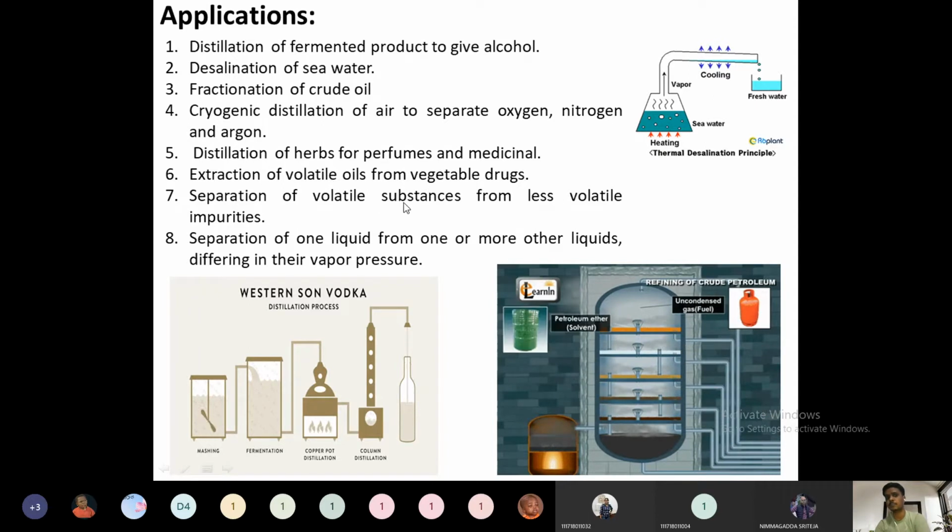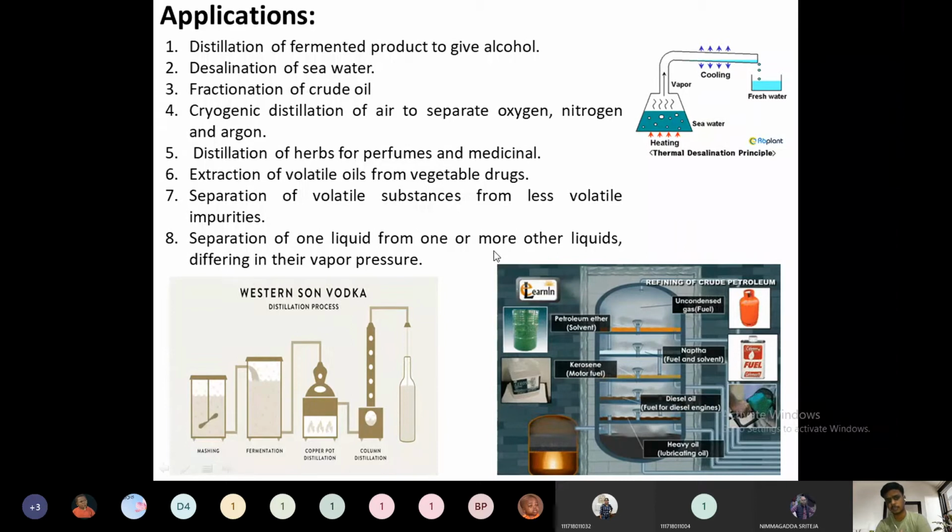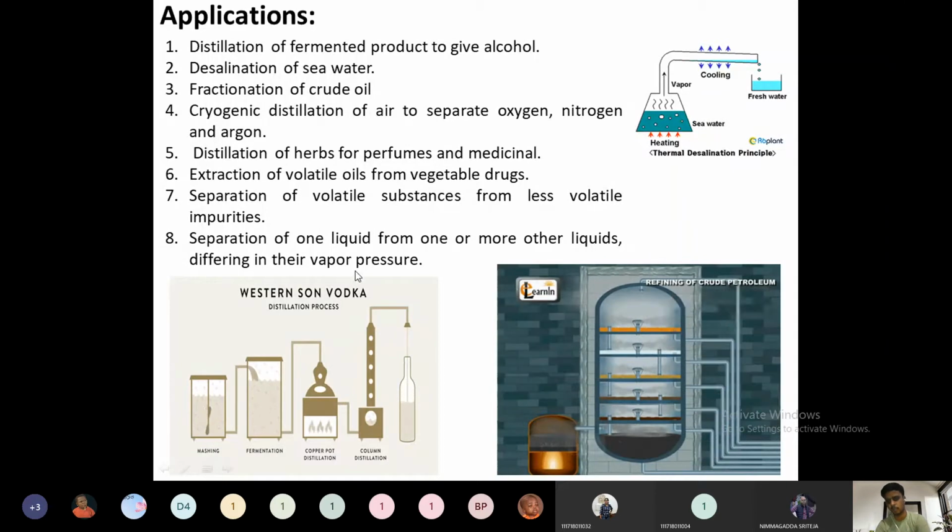Then separation of a volatile substance from the less volatile impurities, nothing but examples of essential oils. In general, every application concerning distillation is the separation of one liquid from one or more other liquids differing in the vapor pressure, or differing in the volatility, or differing in the boiling points. So everything is the same. Separation of one constituent element from another constituent element. Any operation which separates one constituent from another based on their vapor pressure, boiling point or relative volatility is known as distillation.